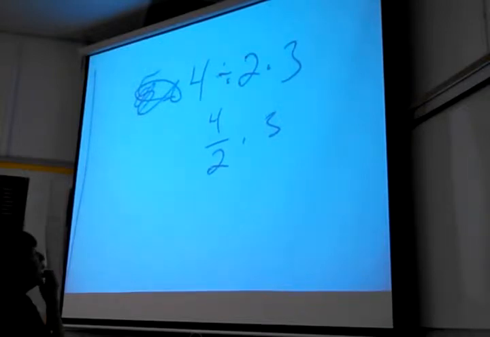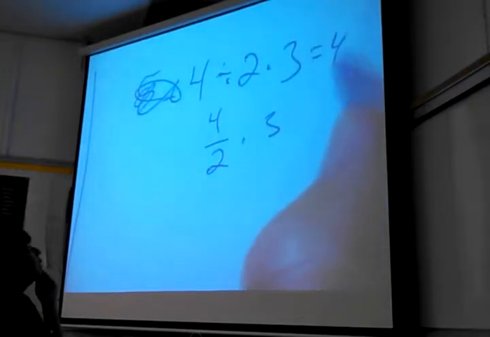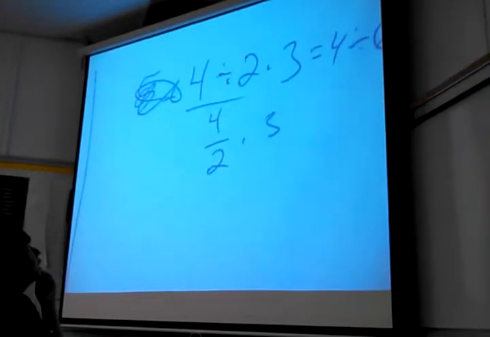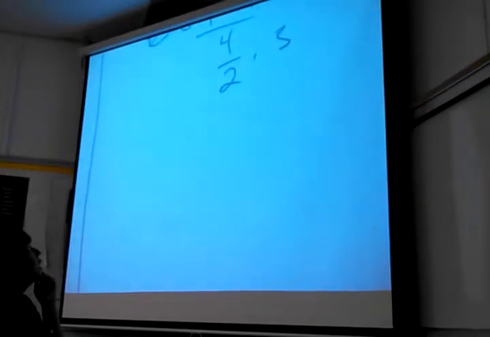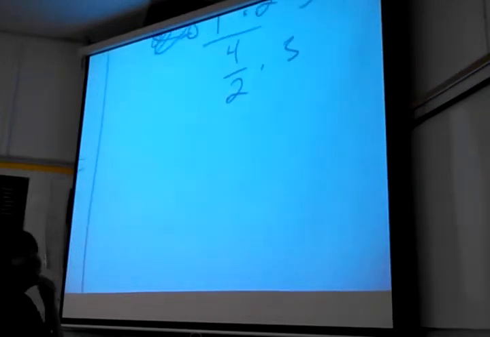Not multiplication first. This is what I meant earlier by it's not MD necessarily. It could be DM. It's whichever one comes first. Because if you do 4 divided by 6, that's not fair. 4 was only being divided by 2. Why is he being divided by 6 now? That's not fair. Okay, how we doing?